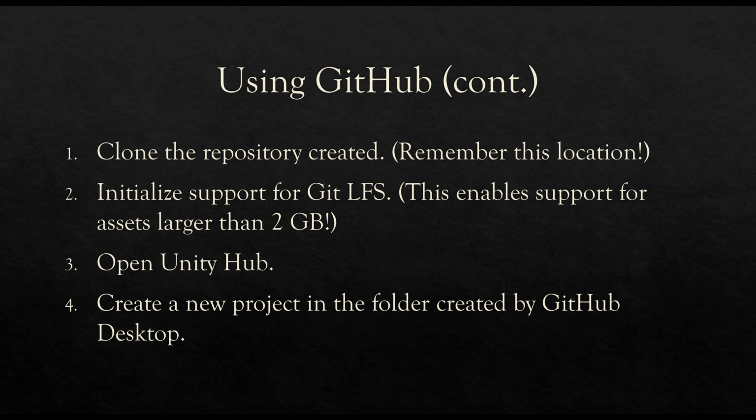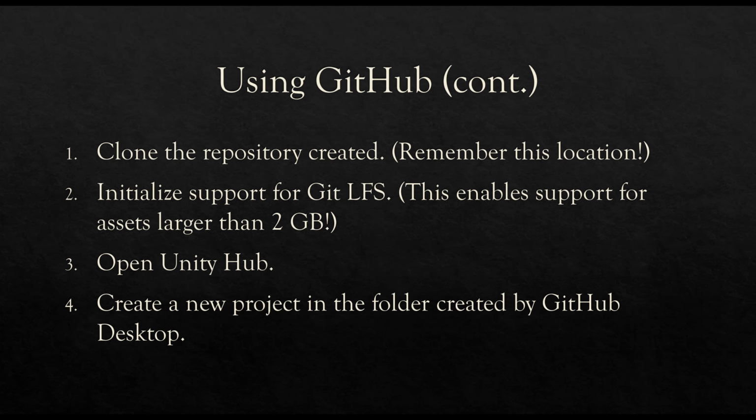So moving back over here, we did step 1. We cloned the repository using GitHub Desktop. We remembered our location. So for me, on Windows, the default location was document/github/ the name of the repository, which for me was starter project. Step 2 was to initialize support for Git LFS, large file support. And again, this allows support for assets larger than 2 gigabytes that would normally prevent us from using.